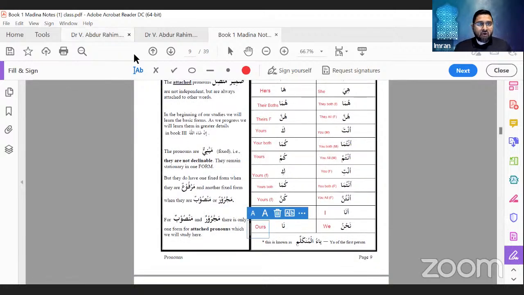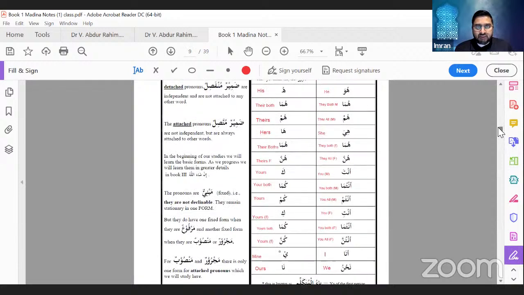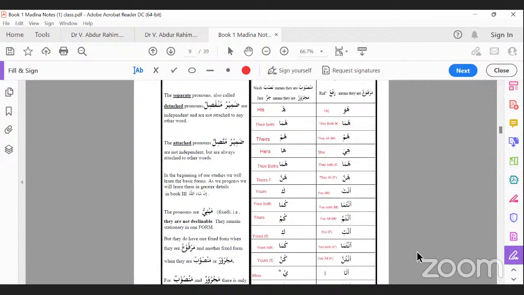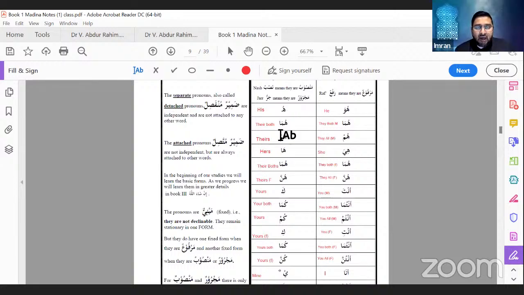I would like, first of all, Sister Gulshan, would you be able to come on the mic? Yes. Assalamu alaikum. Alaikum salam. Can you just go through these, just read them, and then I'll make them attached to the noun, and it'll be easier for you to understand.